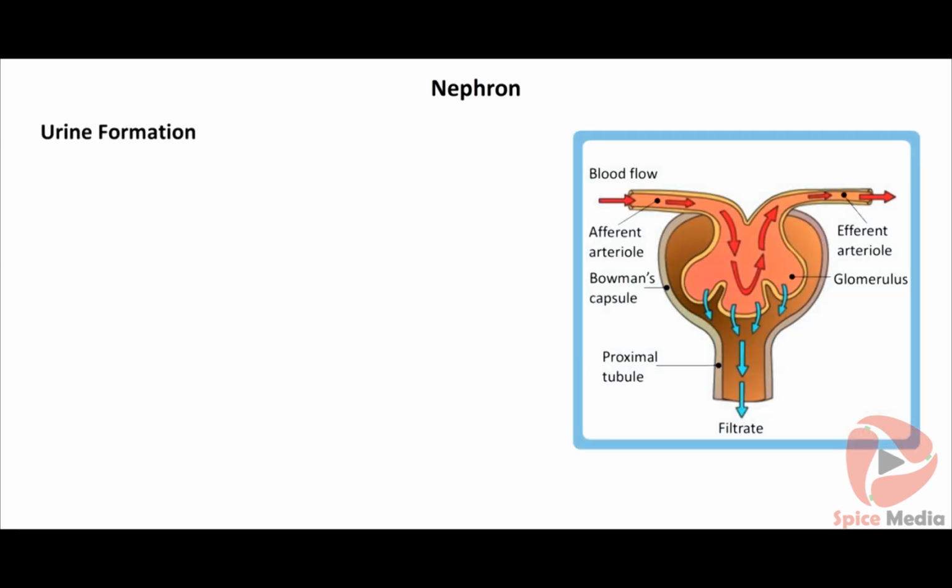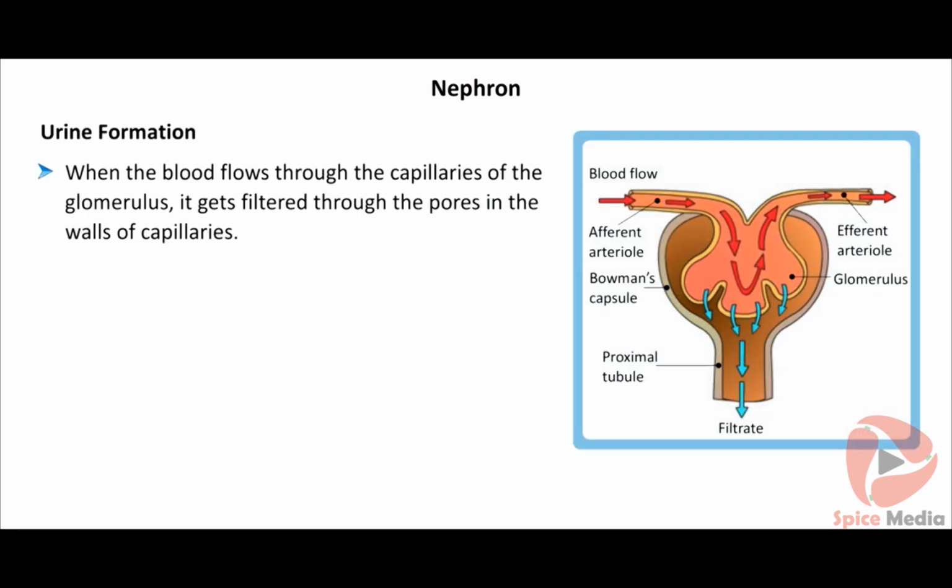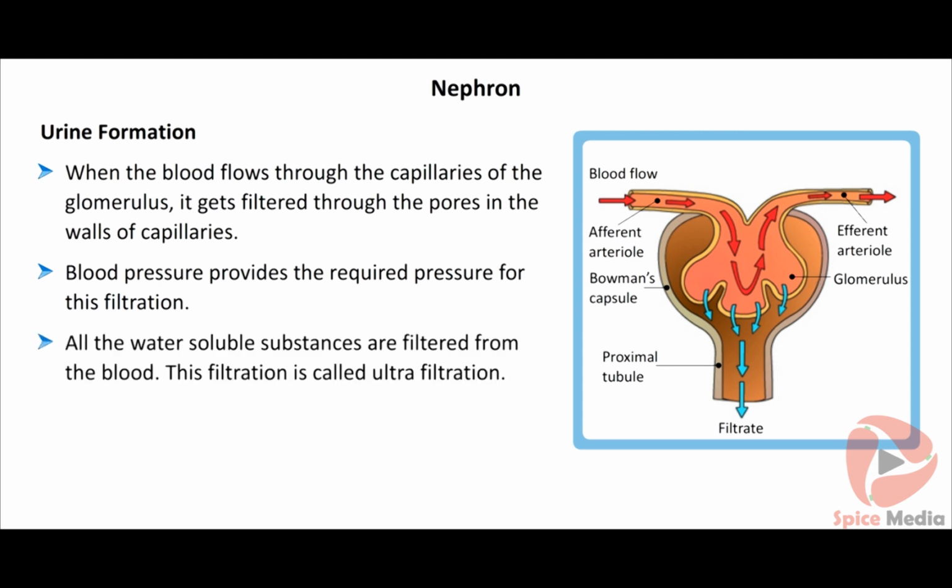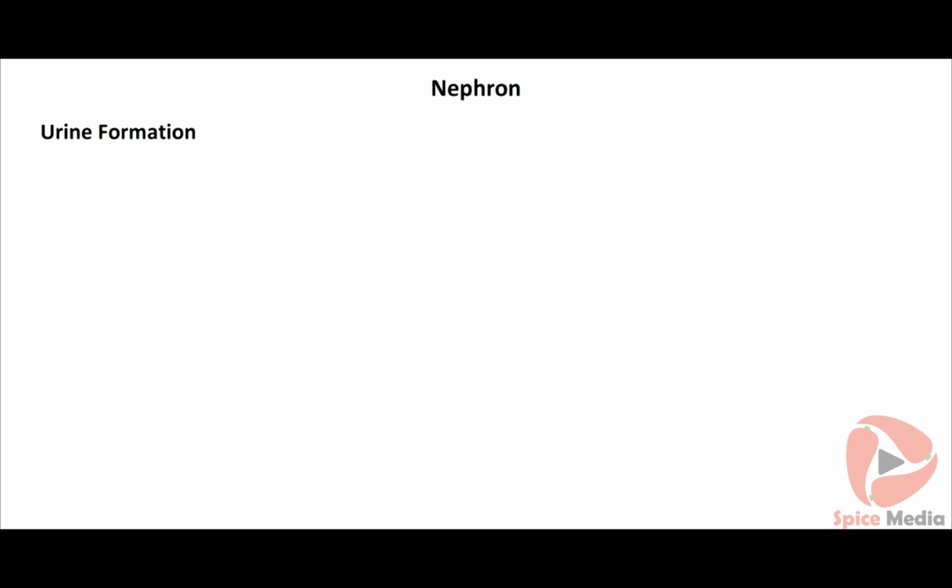Formation of urine. When the blood flows through the capillaries of the glomerulus, it gets filtered through the pores in the walls of the capillaries. Blood pressure provides the required pressure for this filtration. All the water-soluble substances are filtered from the blood. This filtration is called ultrafiltration.